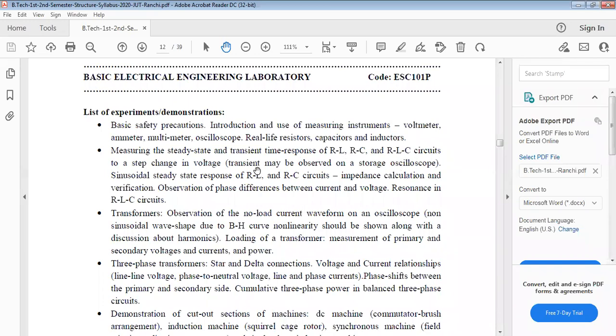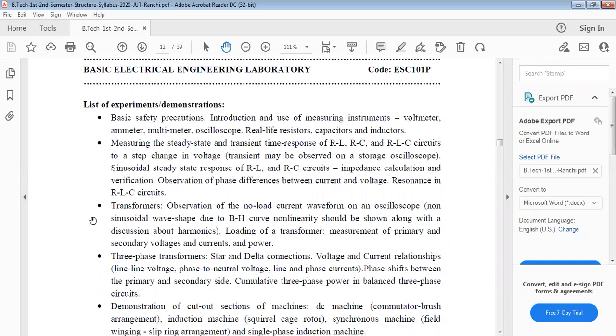You can see the second experiment, that is, measuring the steady state response: RLC circuit transient and steady state response. This experiment is the basics of the RLC circuit, and we can observe the response of the RLC circuit. It may be the transient response, it may be the steady state response. So we can measure all the responses of the RL, RC, and RLC circuits.